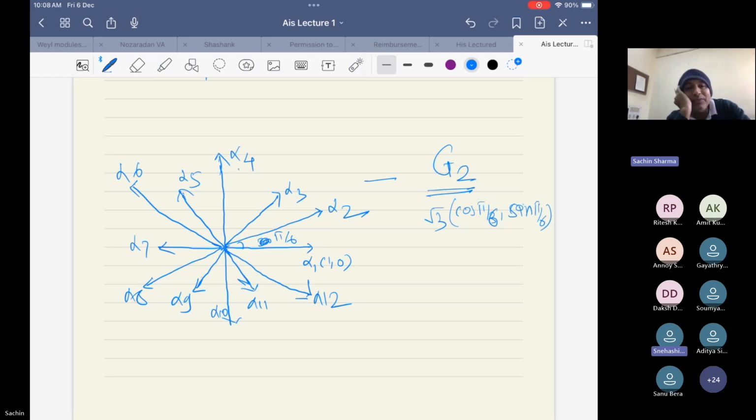The angle between alpha 1 and alpha 6 is actually 150 degrees, isn't it? And like we will come to know, as Snehashis knows very well, these are the simple roots, and the in-between roots come as their linear combinations. Eventually you will show that they come as roots. For alpha 1 and alpha 6, you know that alpha 1 plus alpha 6 is a root.